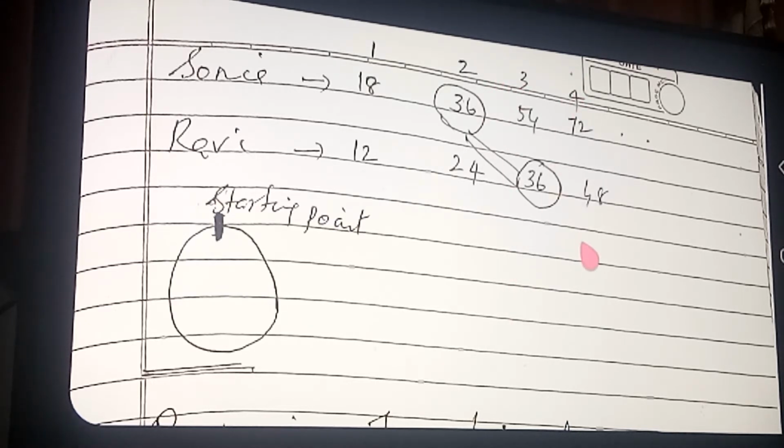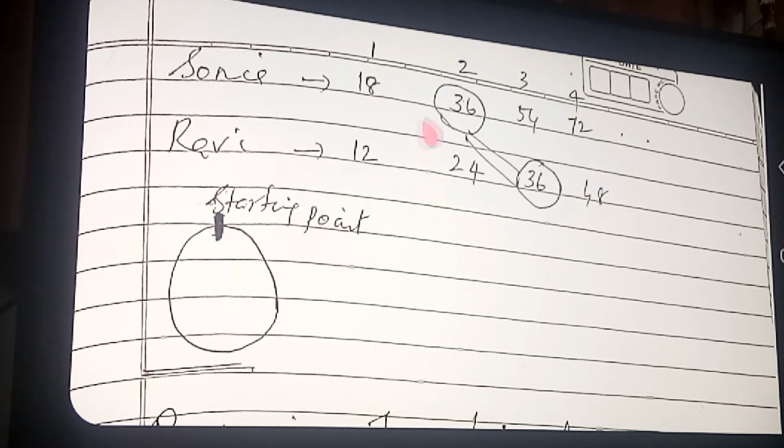Our question is: after how many minutes will both persons reach the same point? See here, after 36 minutes are completed, both of them are here. Then after another 36 minutes they will reach here again. How many rounds are completed is not asked. After how many minutes both persons will reach the same starting point, that is your question.